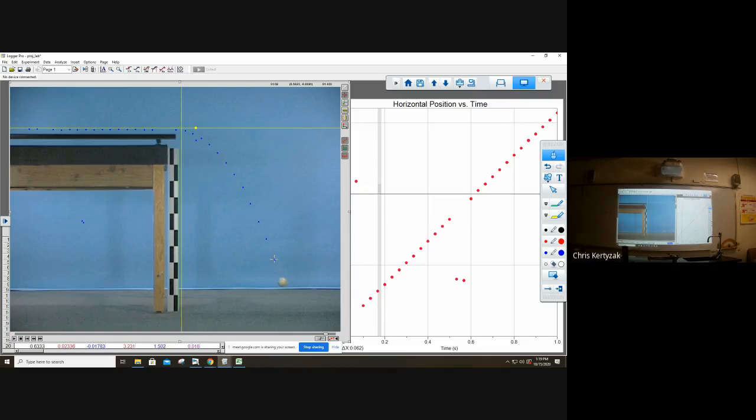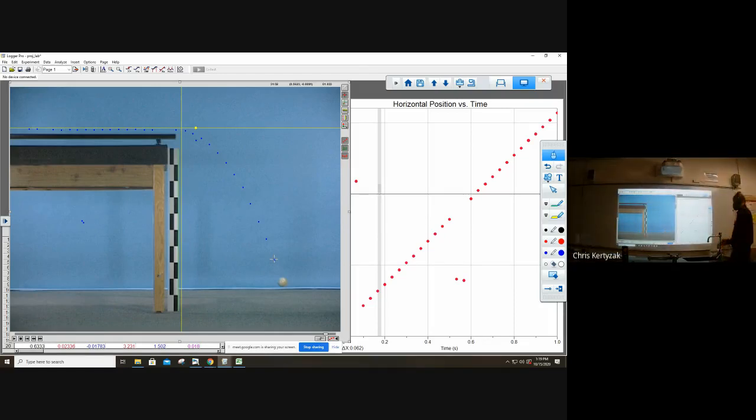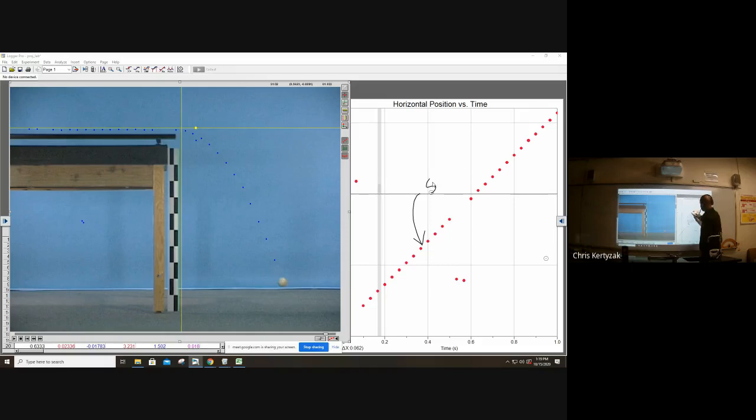All right. Wow. Interesting. What does the slope of this horizontal position versus time graph represent? What does the slope of this represent?